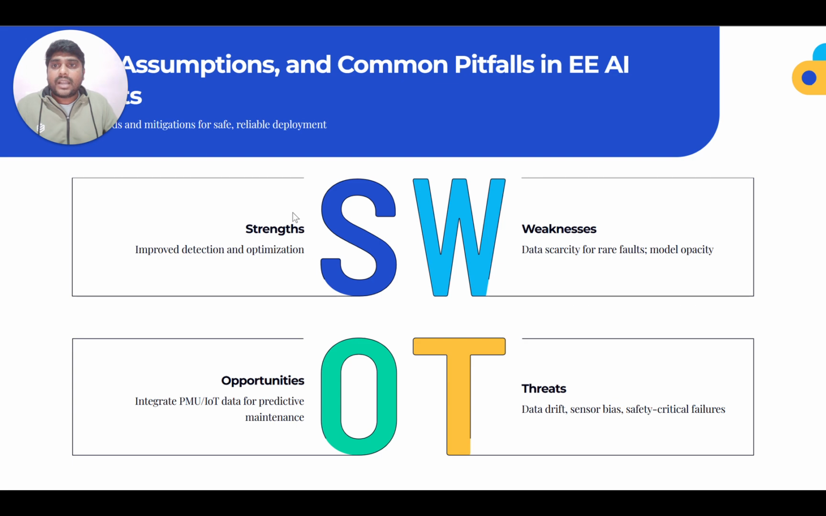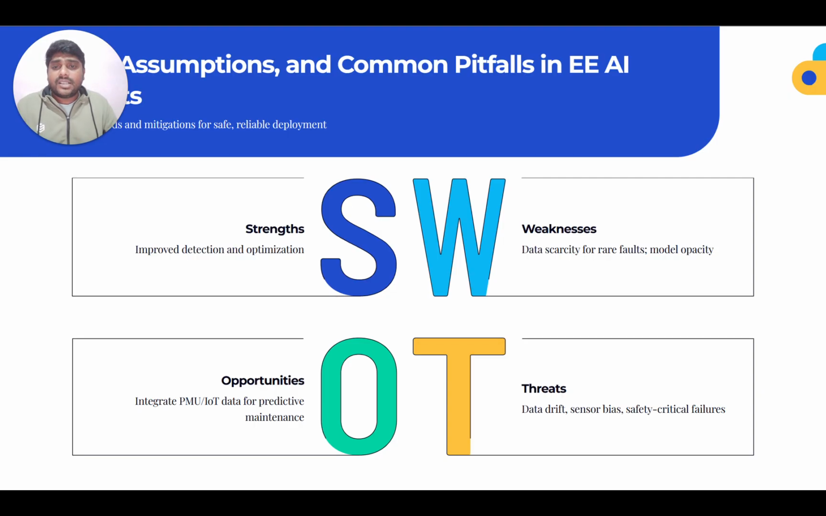Next, risk assessment and common pitfalls in electrical engineering AI projects. To conclude our overview, let's frame the challenges using SWOT analysis. Our strengths are the primary drivers: improved detection and optimization capabilities. Our weaknesses are critical constraints: data scarcity for rare faults, which makes training difficult, and model opacity, the lack of explainability. The opportunity is that we can integrate PMU or IoT data for truly sophisticated predictive maintenance and optimization.